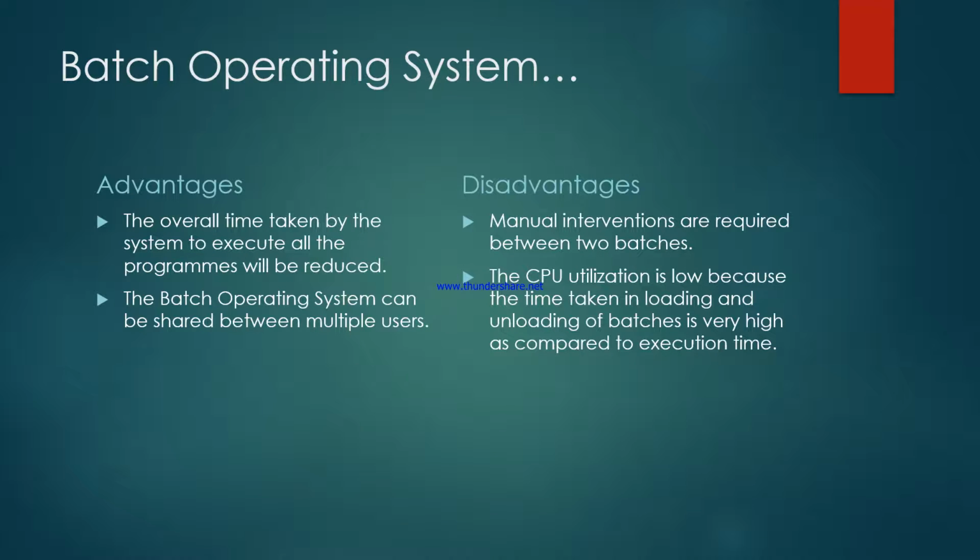There are some advantages as well as disadvantages of batch operating system. The first advantage is that the overall time taken by the system to execute all the programs will be reduced. The batch operating system can be shared between multiple users. As far as disadvantages are concerned, manual interventions are required between two batches. The CPU utilization is low because the time taken in loading and unloading of the batches is very high as compared to the execution time.